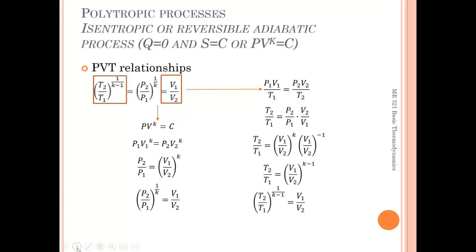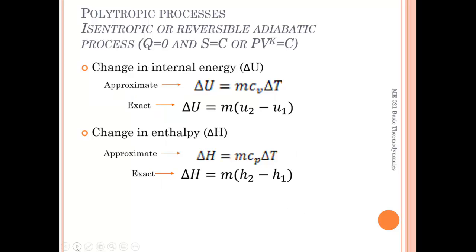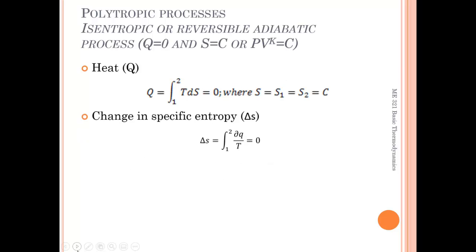Finally, by raising both sides of the equation to 1 over k minus 1, we will be able to derive the other side of the formula for the approximate relationship of pressure, volume, and temperature during an isentropic process. Now, the approximate and exact solutions for the change in internal energy and the change in enthalpy are just the same with those in the isobaric and isometric processes. On the other hand, the heat transferred and the change in entropy in an isentropic process are just both equal to zero.